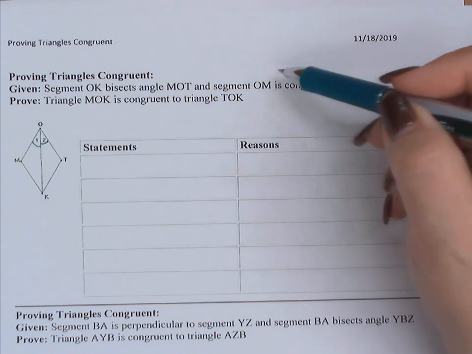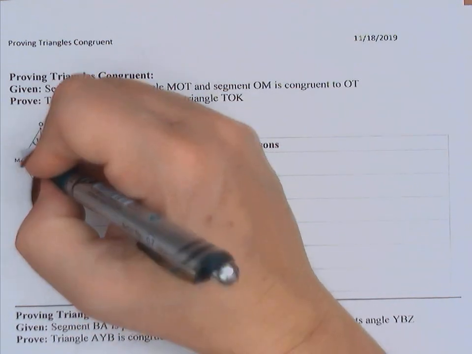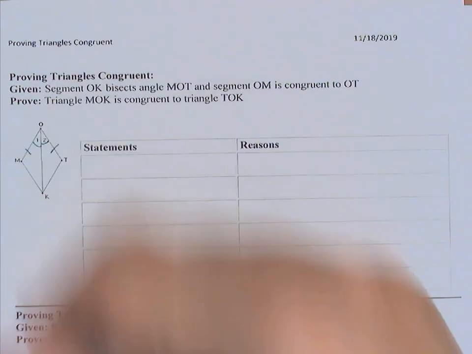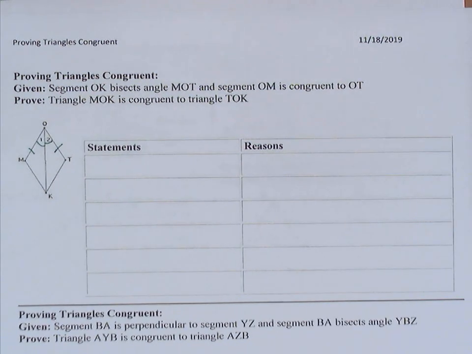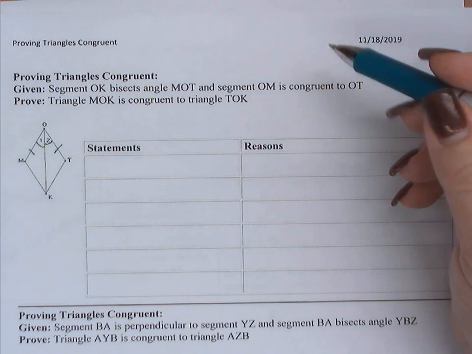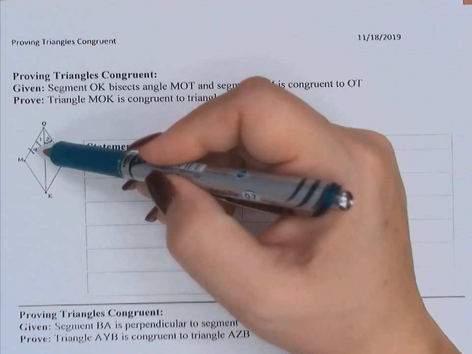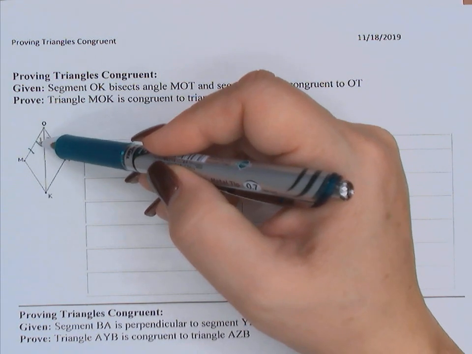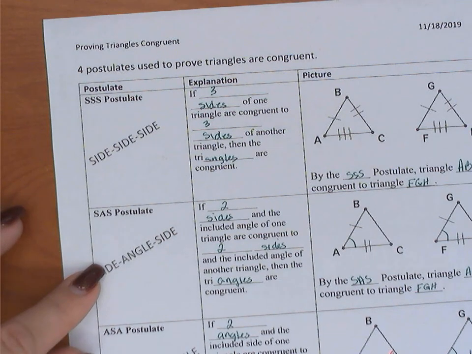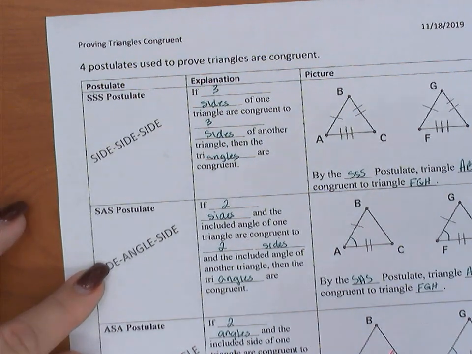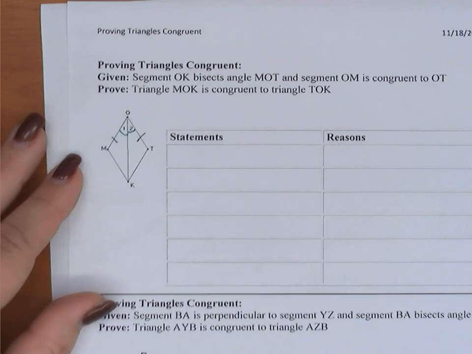And segment OM is congruent to OT, so then I'm going to mark that. I'm just marking my picture so I can get a plan of what I can do, which theorem or postulate I can use to prove my triangles are congruent. So then, let's see. If I look at this here, I've got a side and an angle, so if I can find a third side, it would work. So let's see what my third side might be.